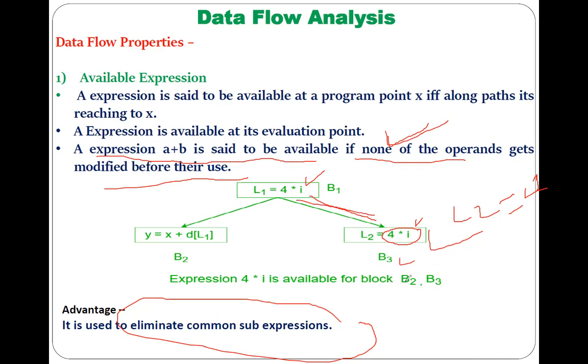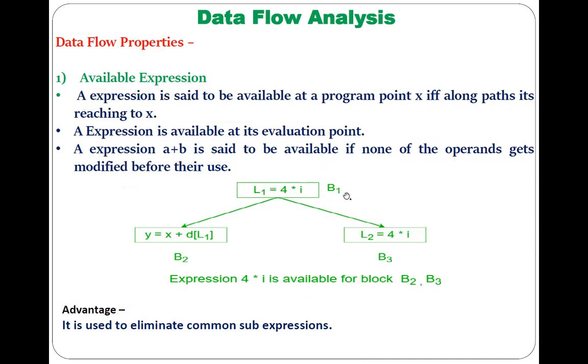And that understanding you can have from the availability of expression, because the concept of the availability of expression says what? An expression is said to be available at a program point x if along the path it is reaching to x without modifying its operand. So that is the reason it is advantageous for what purpose? To eliminate the common sub expression. So you can eliminate here common sub expression because you know the 4 into I is available at the point B3, and 4 into I is a common sub expression.